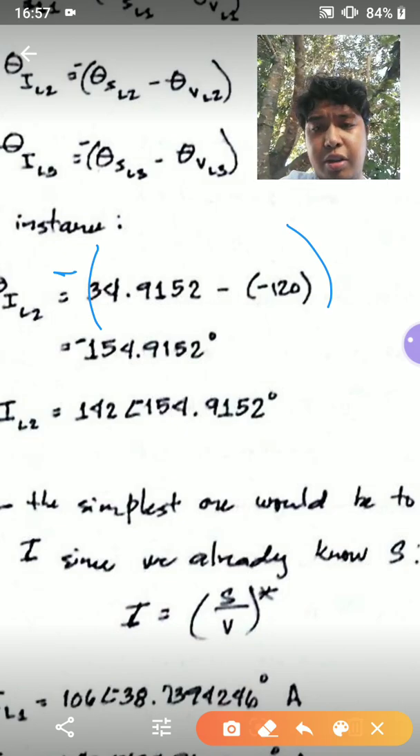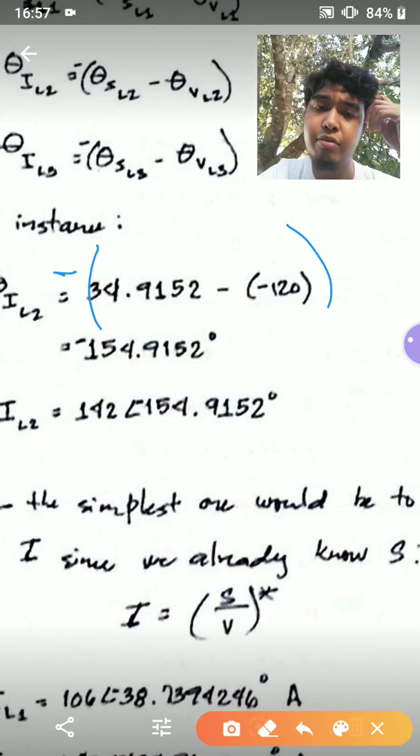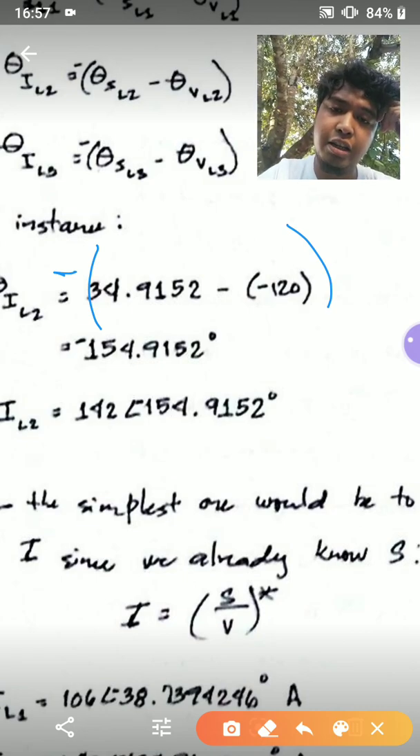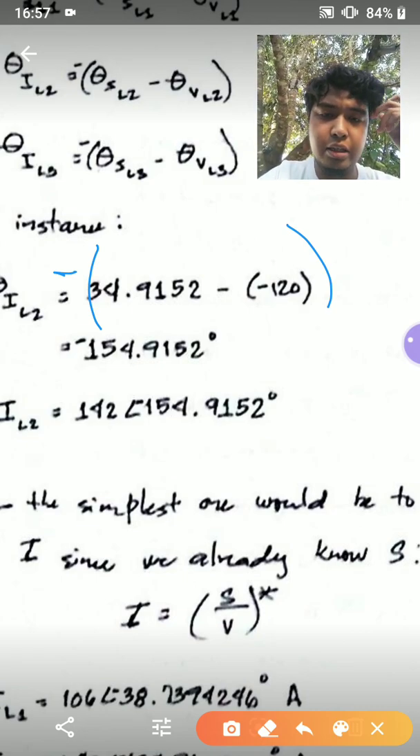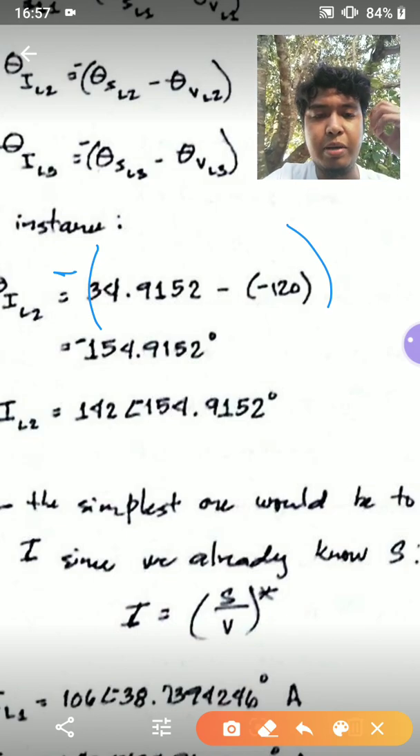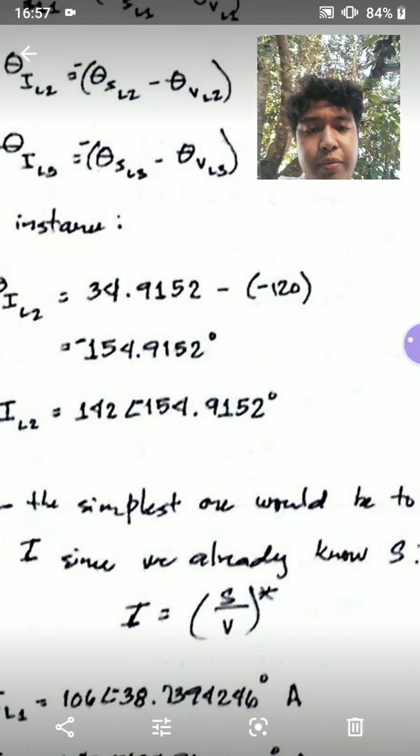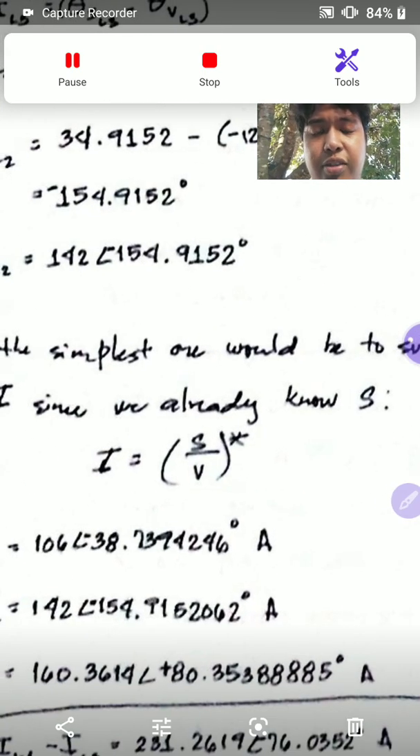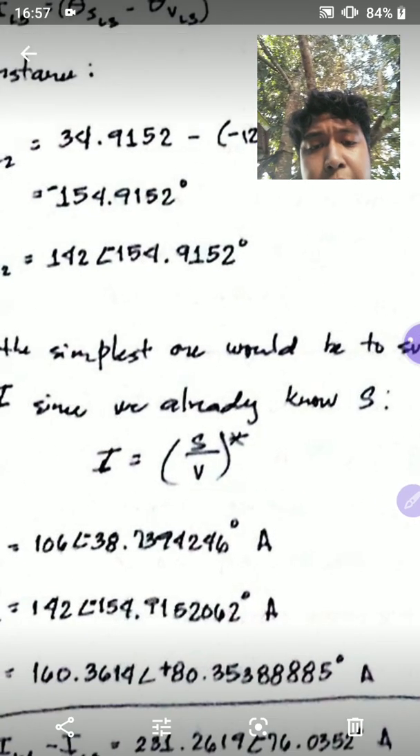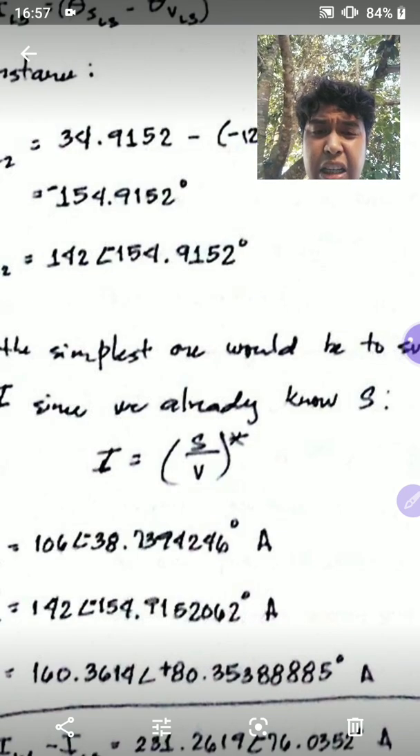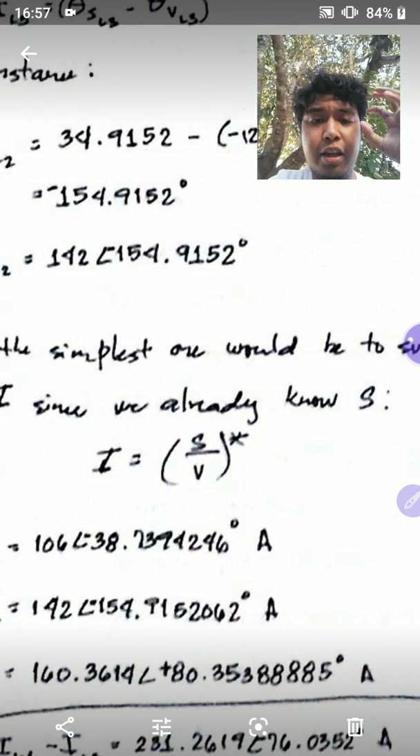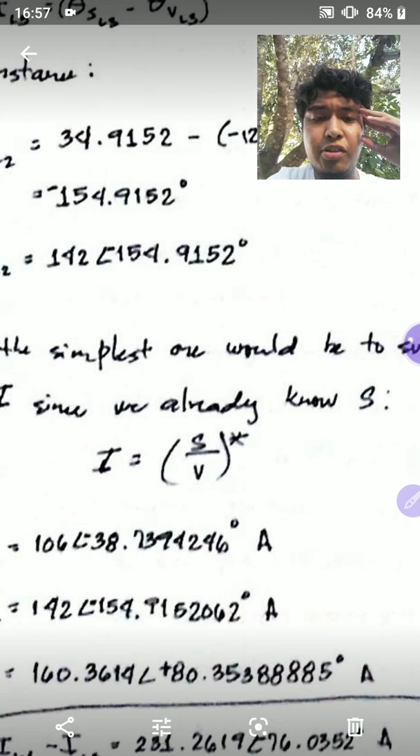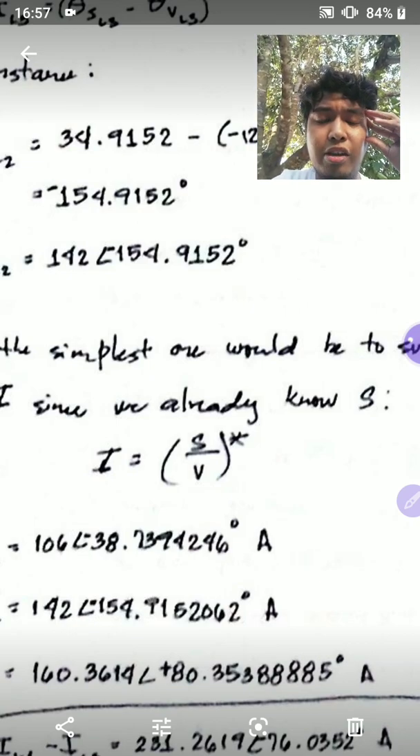You may solve for all of the angles for loads 1, 2, and 3 to completely get the currents at the loads. But I guess the simplest one would be to solve for I, since we already know S. Well, it's just your power formula. If you rearrange the parameters, you'll just get I as the conjugate of S over V.